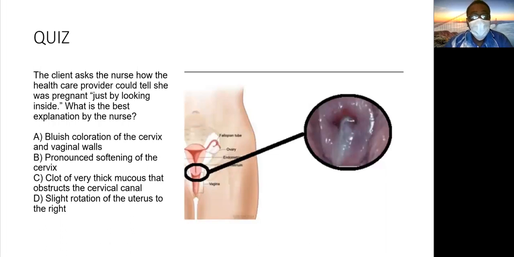A, bluish coloration of the cervix and the vaginal walls. You know, this is our Chadwick sign. You can see that's bluish discoloration, bluish purple coloration actually. So this is what we call your Chadwick sign, occurring at about 4 weeks of pregnancy, that is caused by vasoconstriction. And that's how the healthcare provider is able to determine that the client is pregnant with this sign, which is called your Chadwick sign.